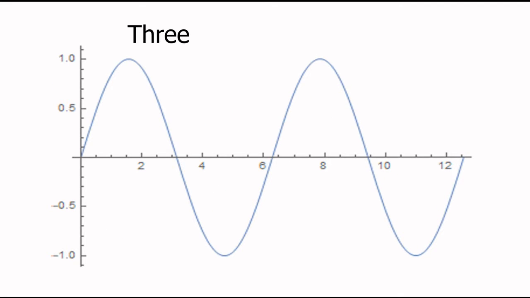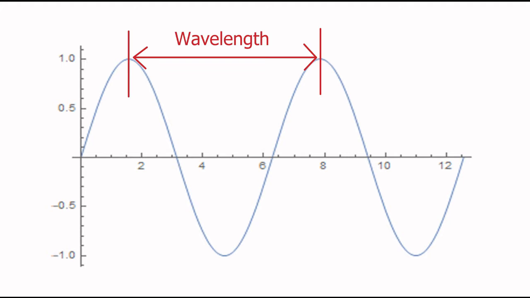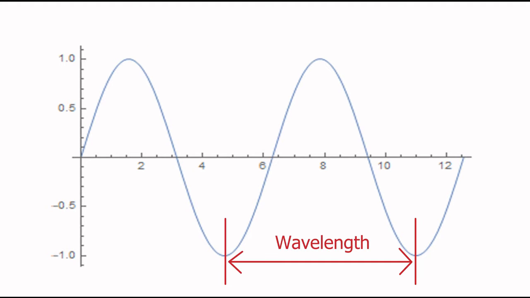So, a wave has three main features to it. First, a wave has peaks and troughs. The peak of a wave is when it's at its maximum or highest point, and the trough is when it's at its minimum or lowest point. We can also define something called the wavelength of a wave, and that is the distance between two peaks or the distance between two troughs, which is the same thing. This is also defined as the period of the wave.